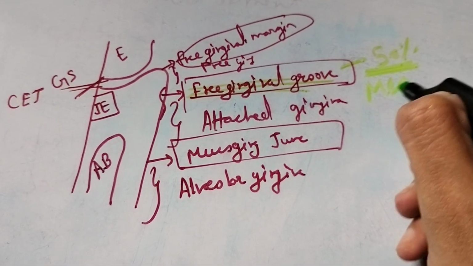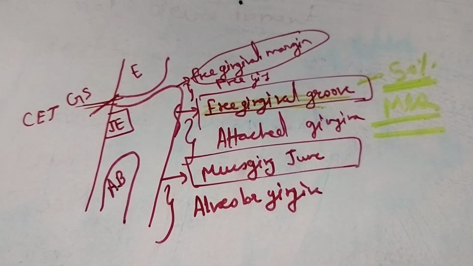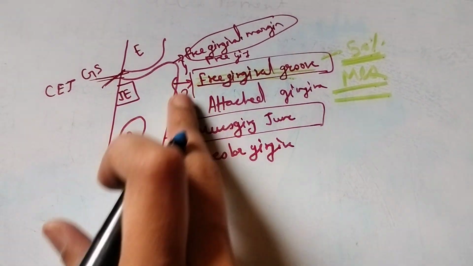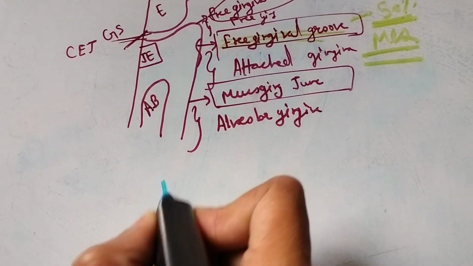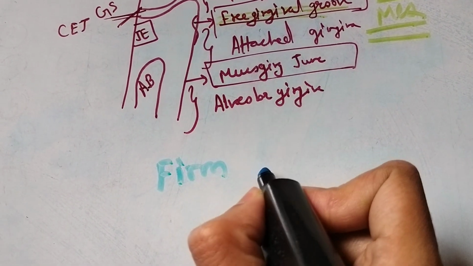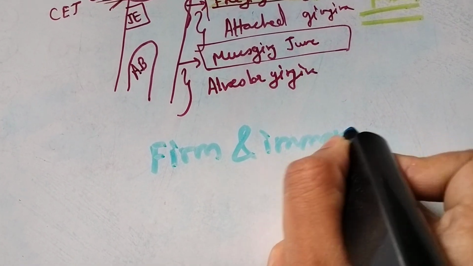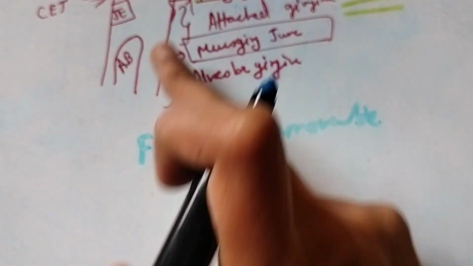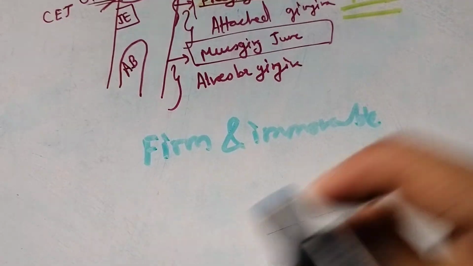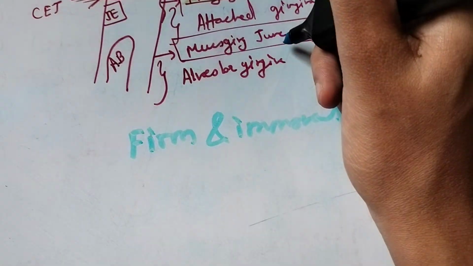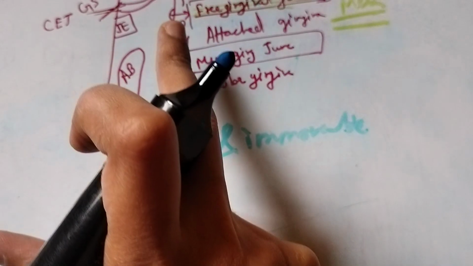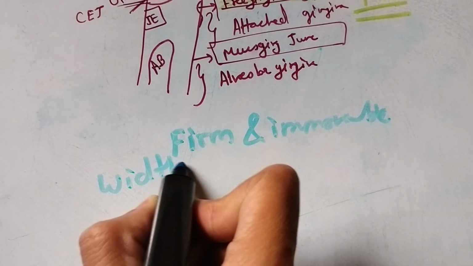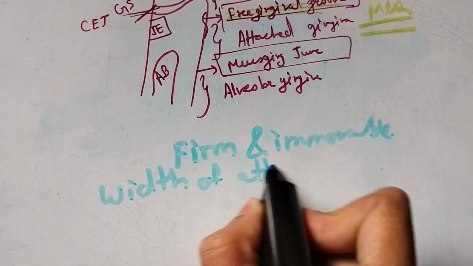This is the first MCQ from this topic. Then about the attached gingiva. Attached gingiva is firm and immovable. It is attached to the connective tissue and underlying bone. It extends from the free gingival groove till the mucogingival junction. An MCQ is asked about the width of the attached gingiva.